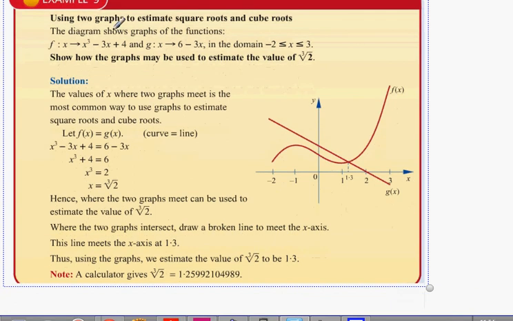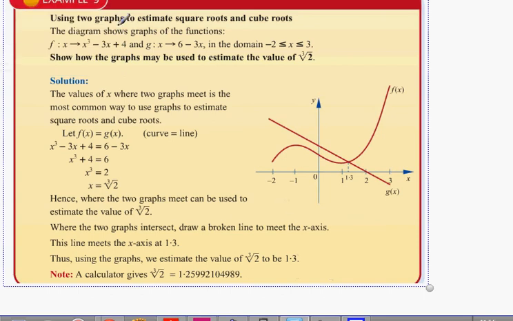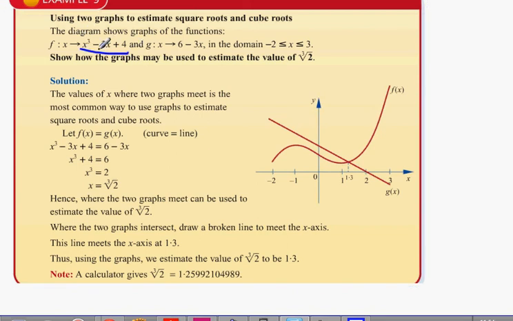Number 9. Using two graphs to estimate the square roots or cube roots. Okay. Alright guys. This one here. Use two graphs to estimate square roots and cube roots. Okay. The diagram shows a cubic function. And as Simon would say there, it's a positive a value. As in it's a positive cubic. It's not minus x cubed. It's plus x cubed. Means the maximum comes before the minimum.